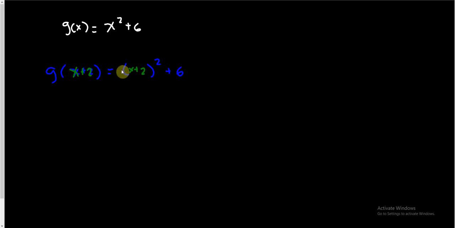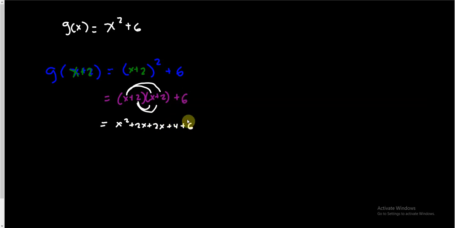Now I would like to simplify this. Wait a second, we've done something like this already. x plus 2 squared, oh, that's just going to be x plus 2 times x plus 2. Don't forget to bring down the plus 6. Okay, I believe we can handle this. I'll need to do my super distribute, then combine like terms. x times x is x squared. x times 2 is a positive 2x. 2 times x is another plus 2x. And 2 times 2 is a plus 4. Don't forget to bring down your plus 6.